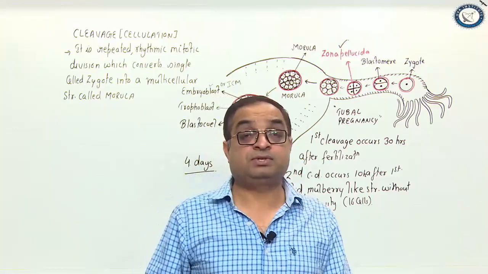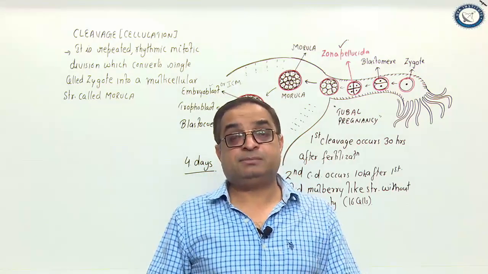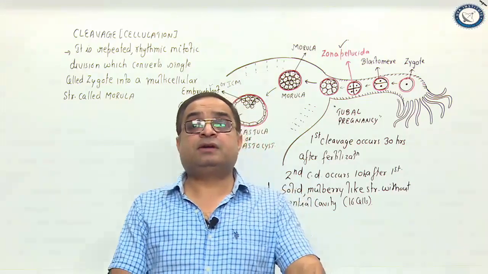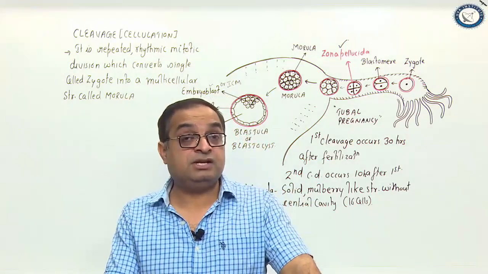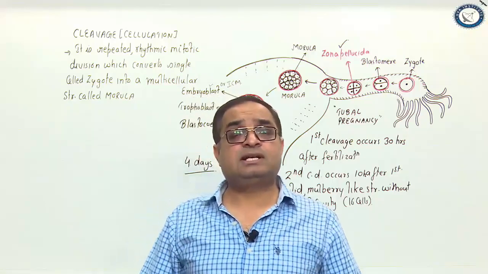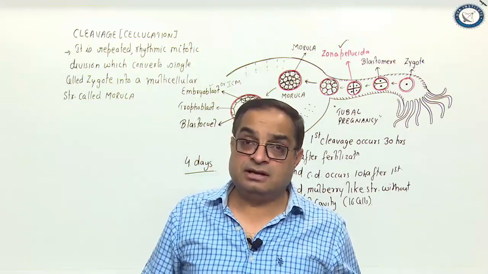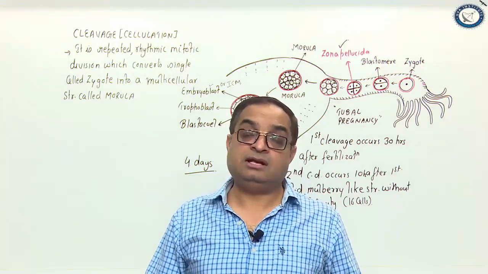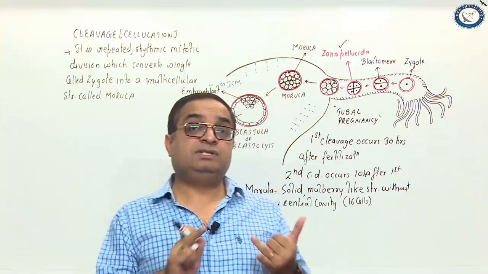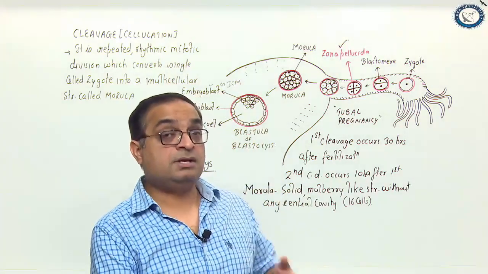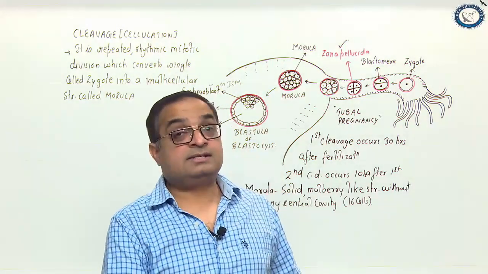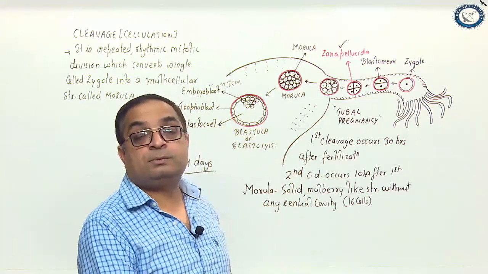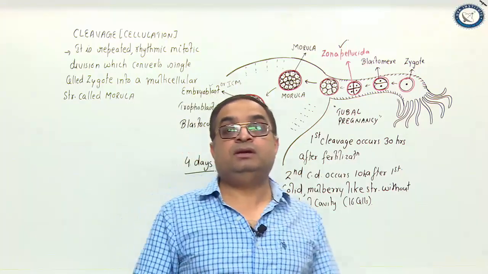That was about cleavage. Now let's see what the differences are between cleavage and a typical mitosis. Number 1, cleavage divisions are very quick and the growth phase is very short. The size of the daughter cells doesn't increase. Number 2, the nuclear cytoplasmic ratio increases during cleavage divisions. So cleavage divisions are quick as compared to mitosis. The growth phase is very short. The size of the daughter cells doesn't increase. Right? And the nuclear cytoplasmic ratio increases during cleavage.